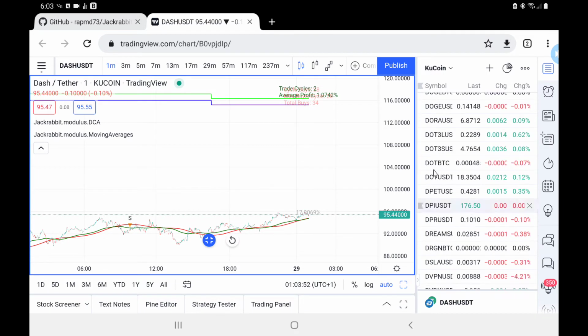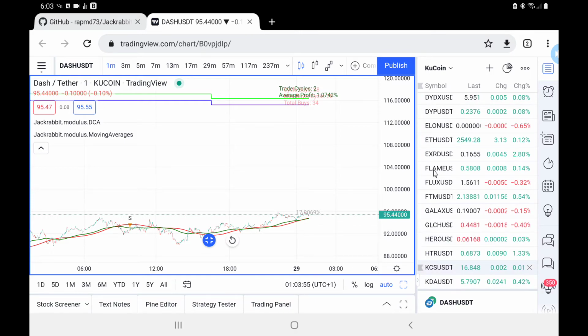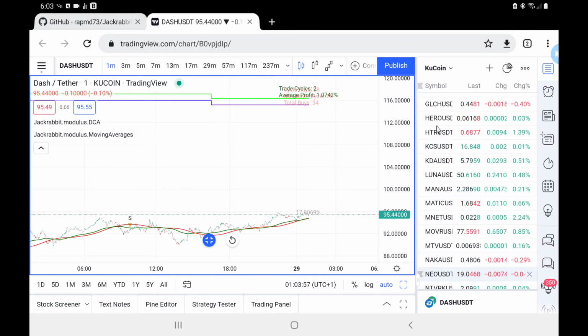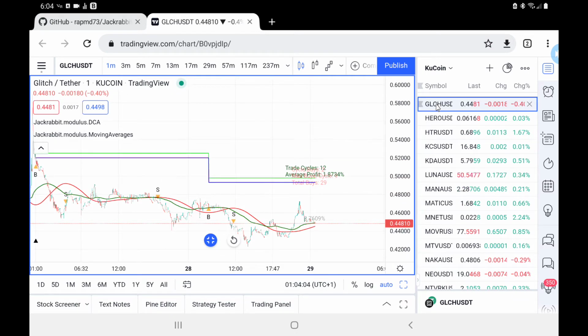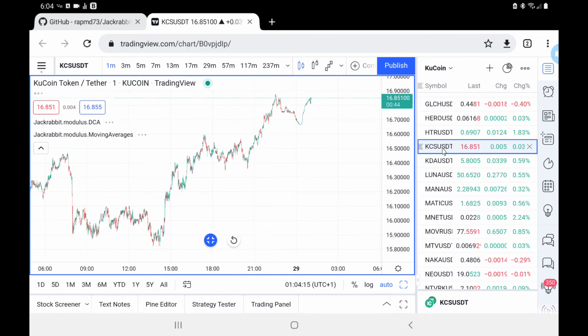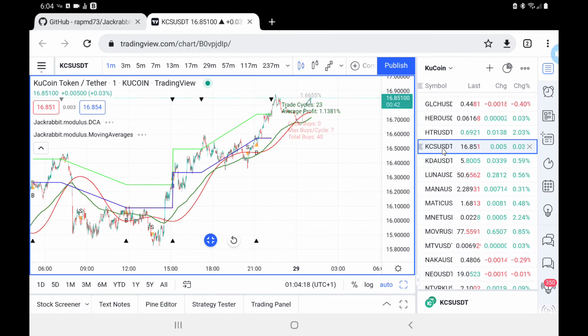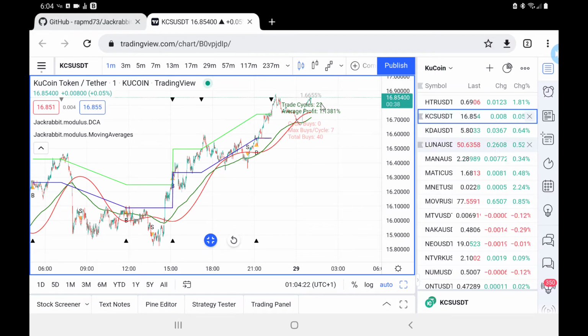Okay, let's get down to the E's. Of course, my surprise coin. The coin I never thought would be that great. And yet it keeps surprising me all the way around. And if you're on KuCoin, KCS is certainly worth trading in a sub-account. And as you can see, it's quite profitable. Very limited exposure.